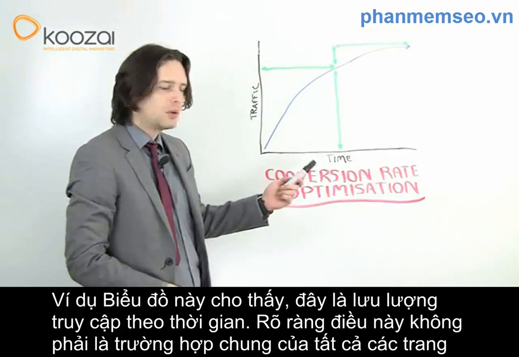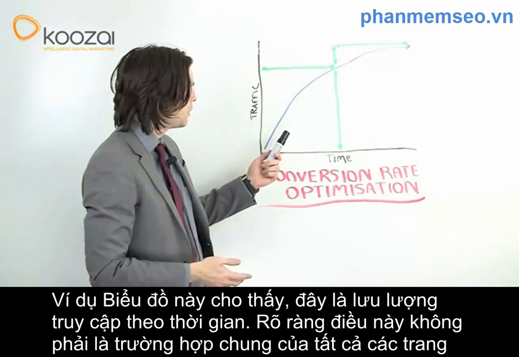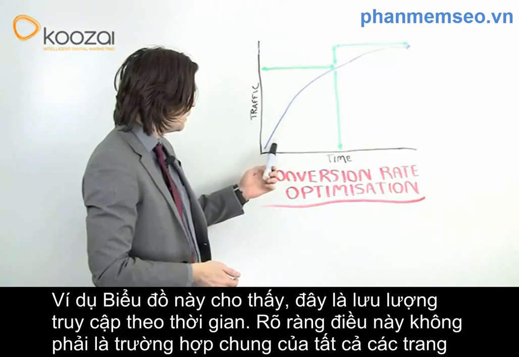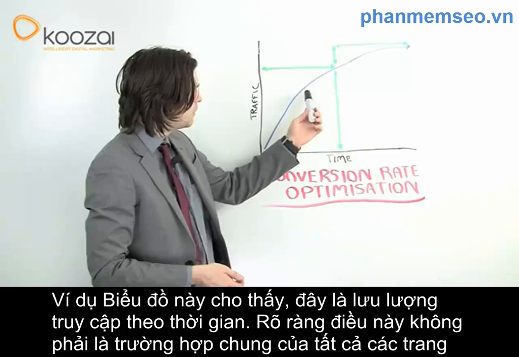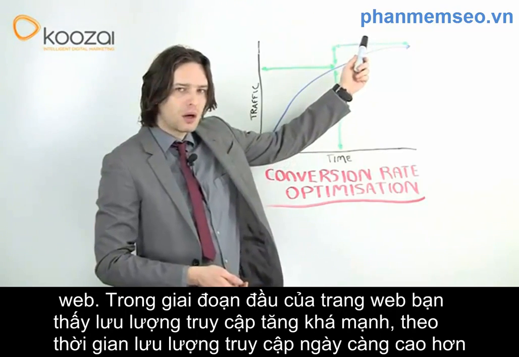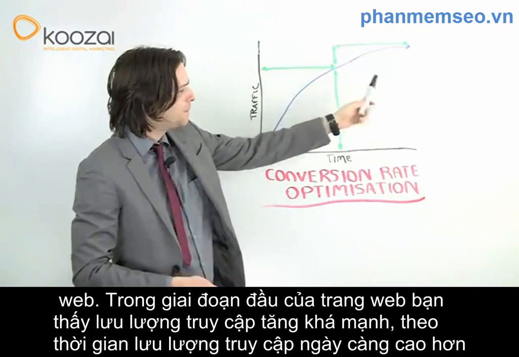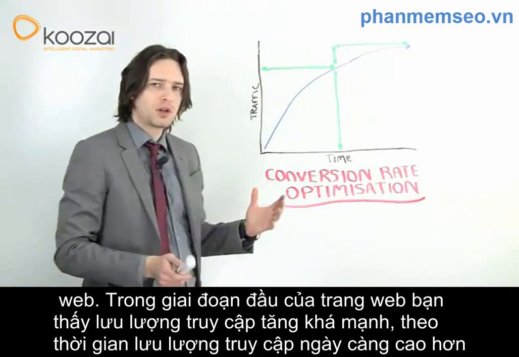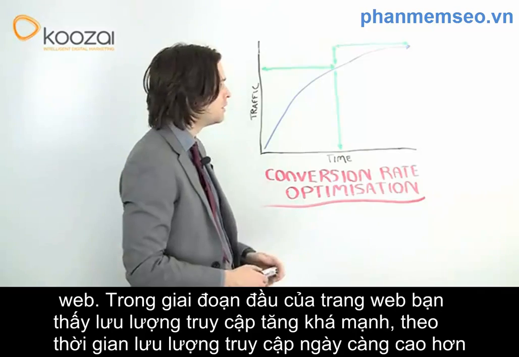To give you an example, this isn't going to be the case for every website, obviously. In the initial phases of a website, you're going to see a relatively sharp increase in traffic. As time goes on, traffic goes higher and higher, and it's going to plateau slightly. And this is the time at which conversion rate optimization really comes into its own.